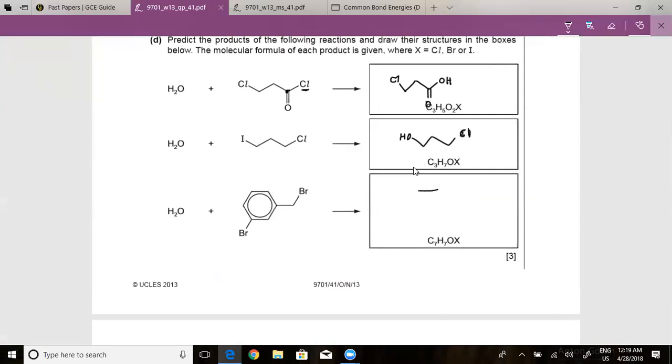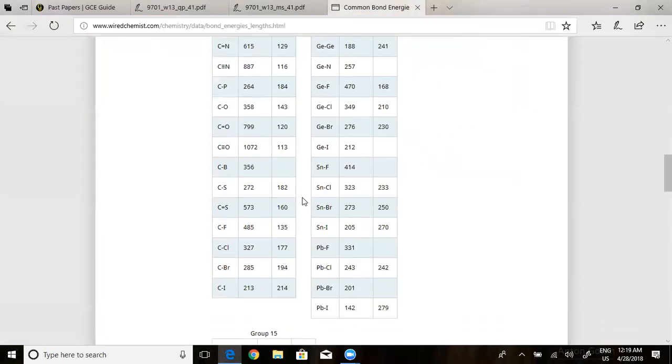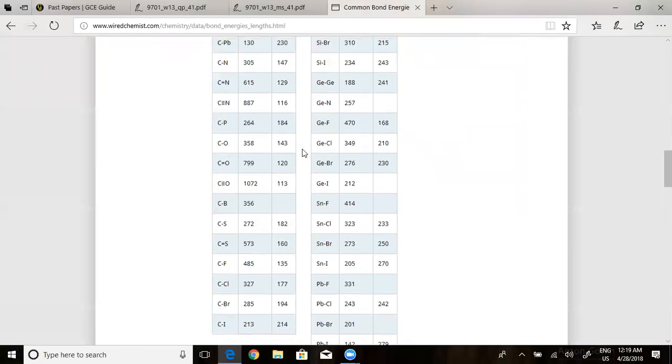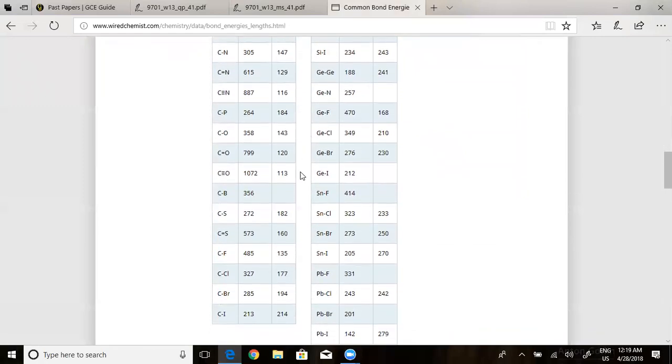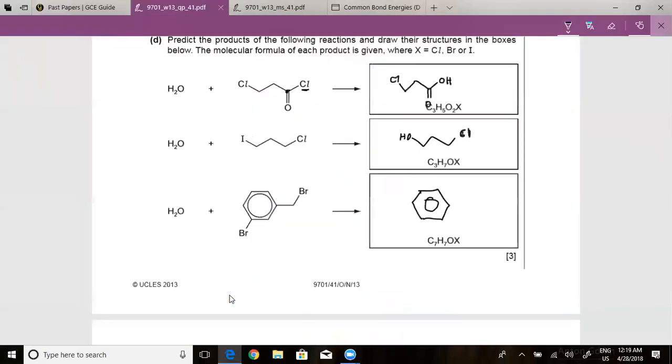This thing is going nowhere. Okay, so H2O will probably again react with the Br, because again the CBr bond energy is weak compared to CCl. CBr's bond energy is much weaker. So CBr goes away. This Br doesn't break, I think, and you get OH.